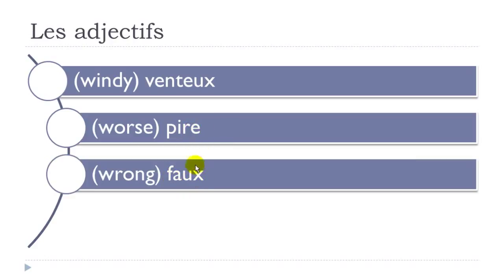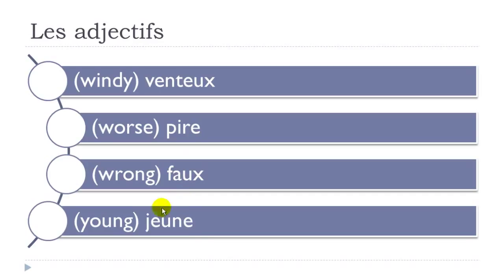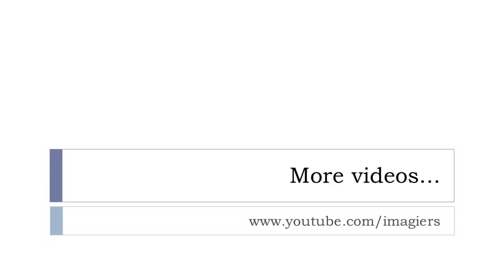Faux. Okay, final X not pronounced, then you get this AU together, O, faux. Jeune. Final E not pronounced, but then EU together, jeune. Jeune. And that's it for this first list of adjectives.